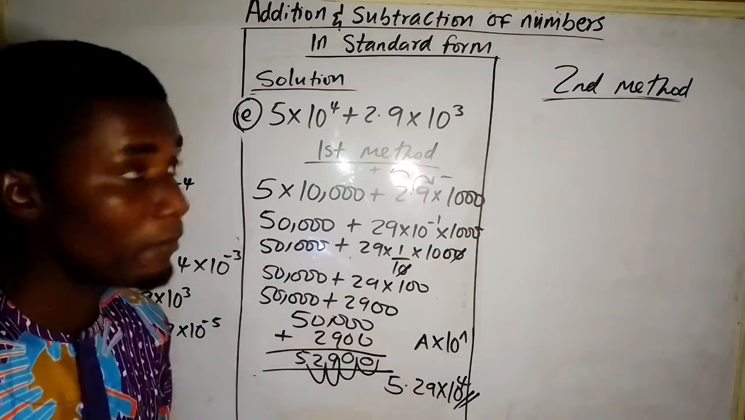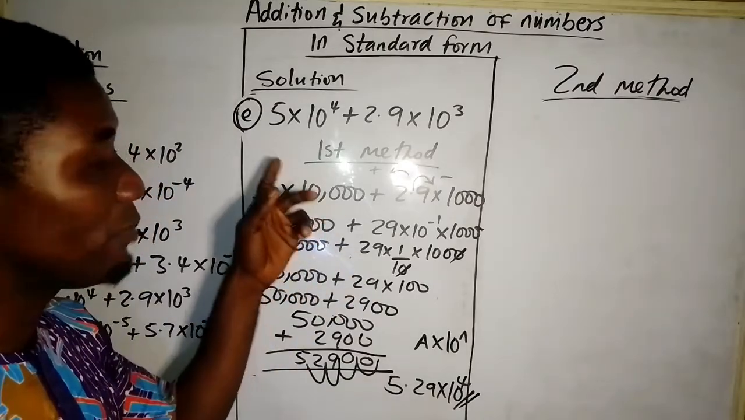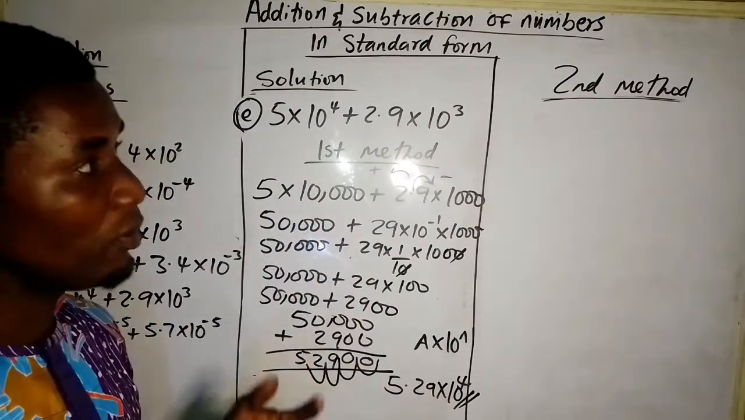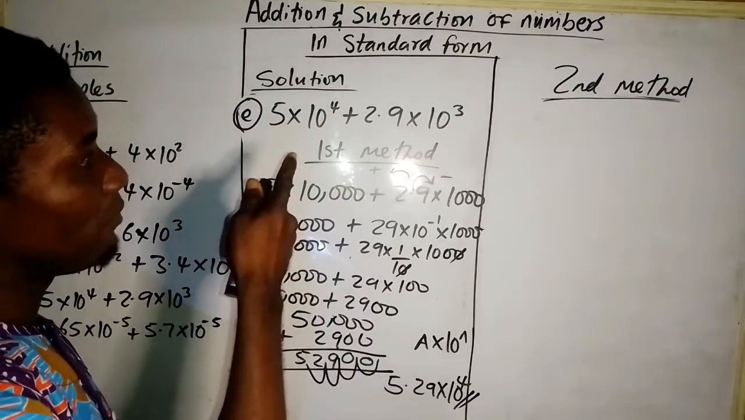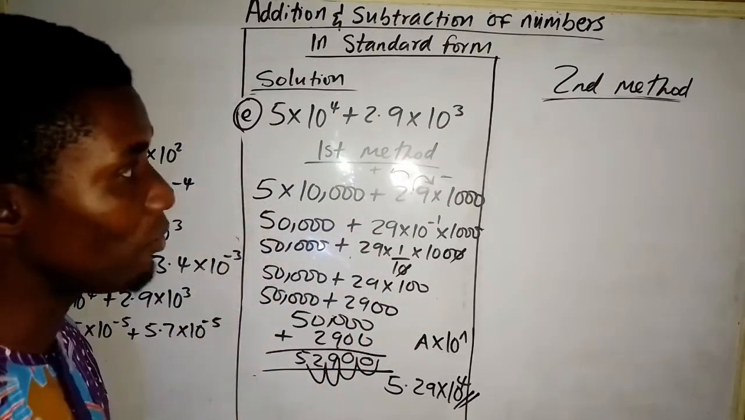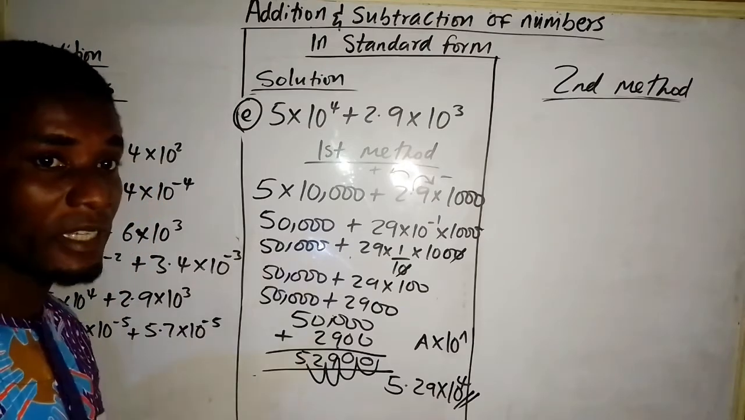So for the second method, all we need to do here is to change our bases with different exponents to be the same. But for easy calculation, all we need to do is to change our second base to be the same as the first base with different exponents.